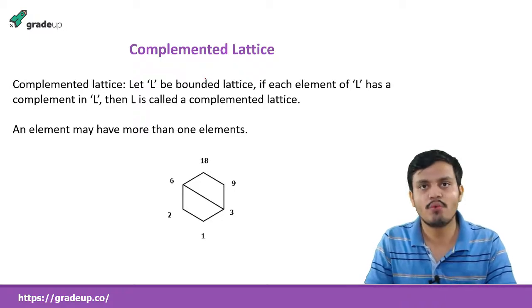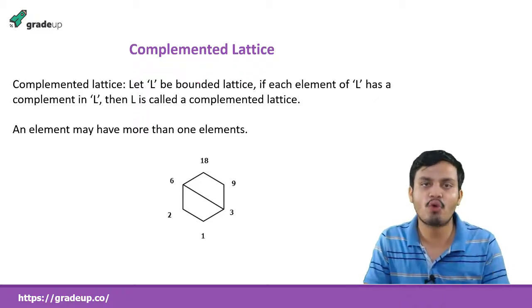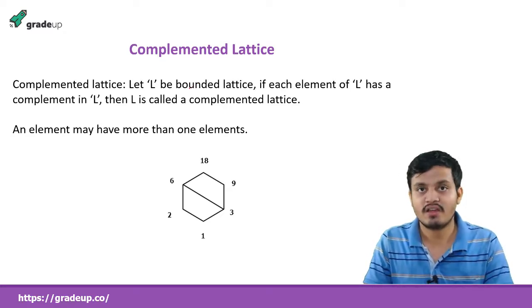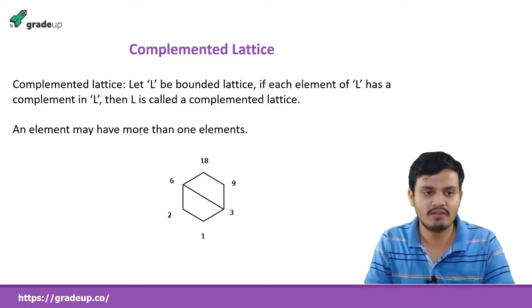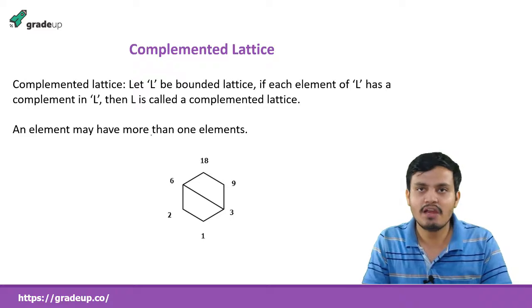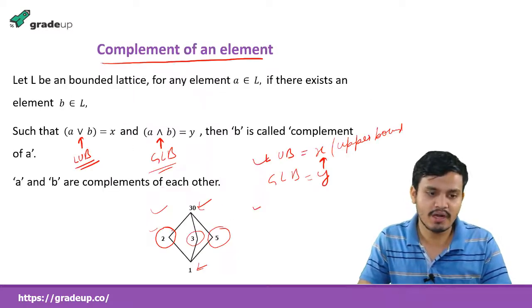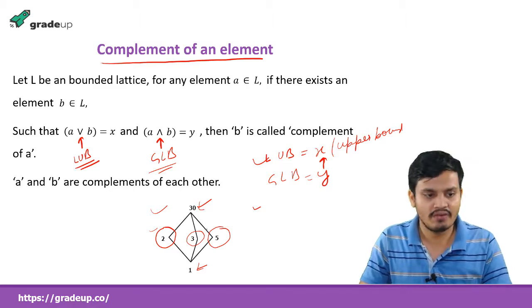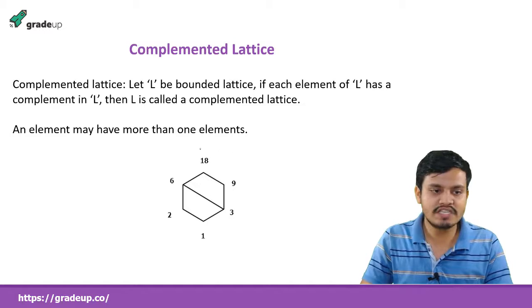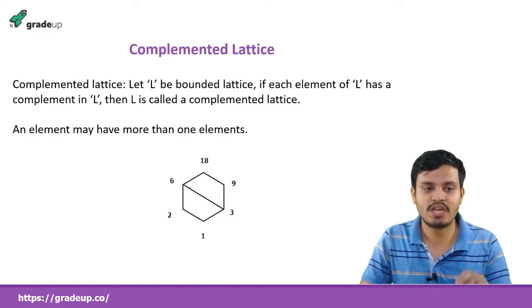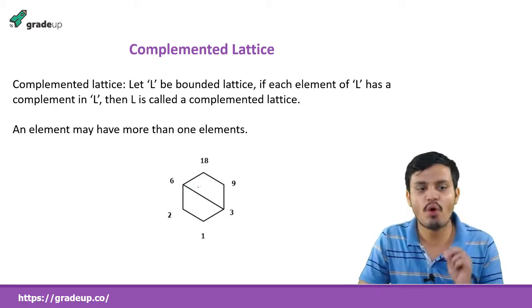A complemented lattice is one where every element has a complement in the lattice. You might ask, can an element not have a complement? Yes, there are many ways we can show that an element does not have a complement. But here we will have every element having a complement, so this is also a complemented lattice. Now we will see this example and try to say whether it is a complemented lattice or not.